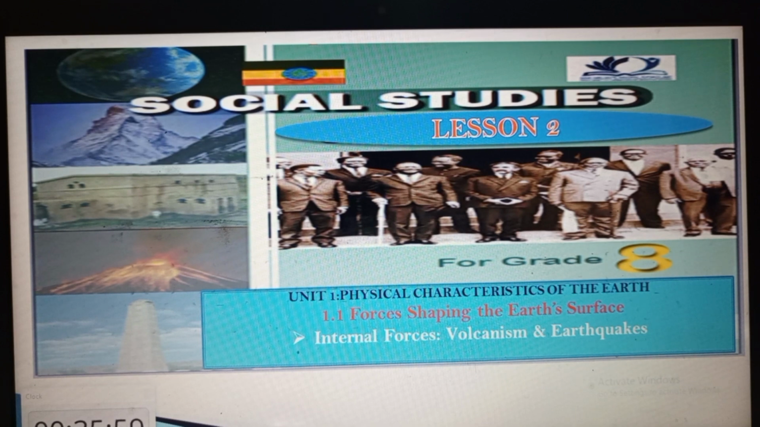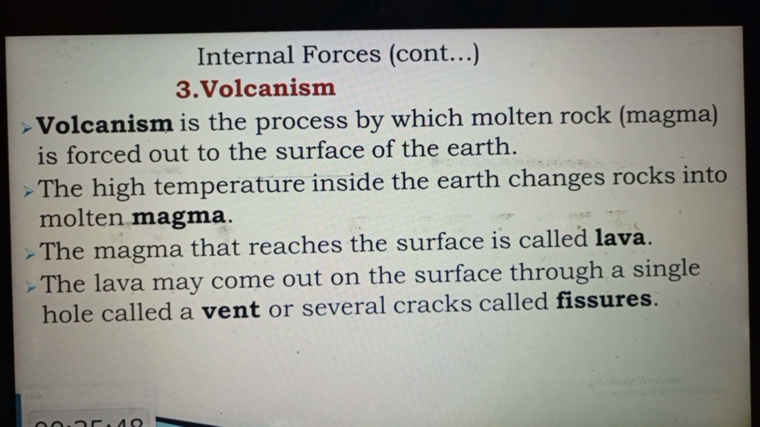Now let us come to today's lesson. It is the continuity of lesson 1. The continuity of lesson 1 is about volcanism. So today we are going to learn volcanism and earthquake. Volcanism and earthquakes are also internal forces, and they can influence the external part of the land surface. Now let us start with volcanism.